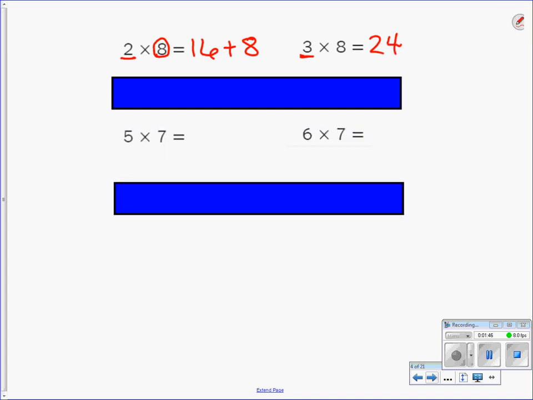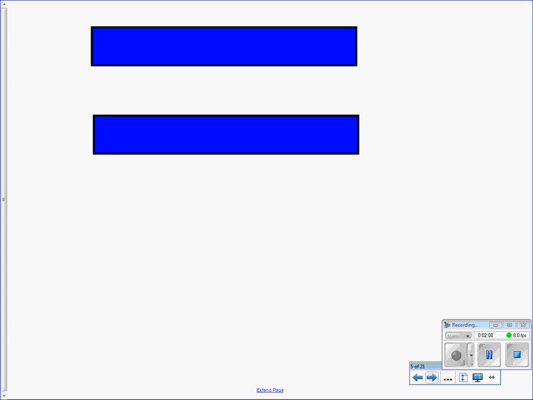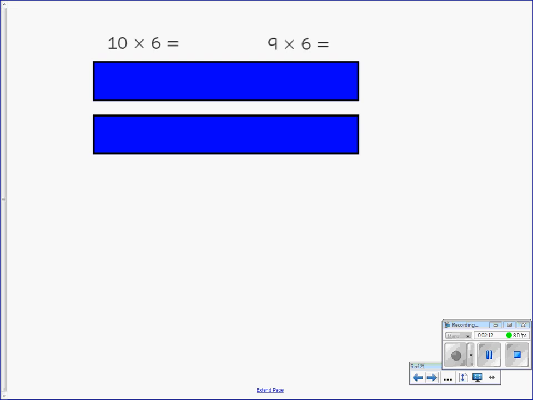Our next one, 5 times 7. We can skip count by 5s. So 5 times 7 is 35. Here I had 5 groups of 7. Here I have 6 groups of 7, so I'm just going to add one more group of 7, which gives me 42. So 6 times 7 equals 42. Boys and girls, you can always use helper facts to help you figure out another multiplication problem.